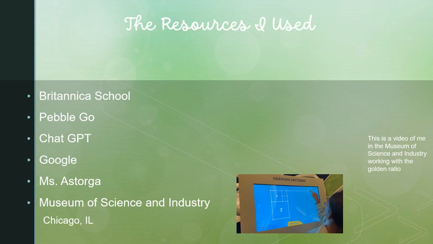The resources I used: Britannica School, PubGo, ChatGPT, Google, Miss Historica, my teacher, and the Museum of Science and Industry, Chicago, Illinois. For the museum, I actually went there and worked with the golden ratio. I have a video of me working with the golden ratio in an exhibit of mathematics they have.